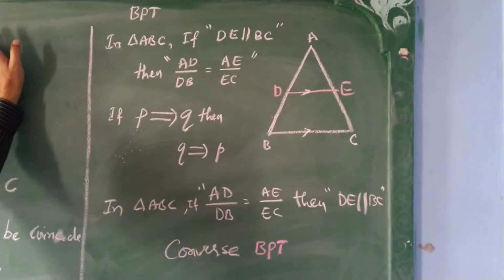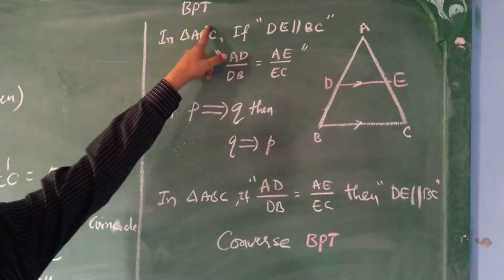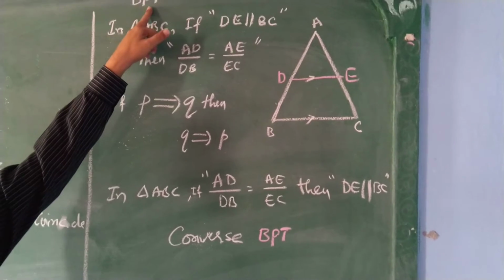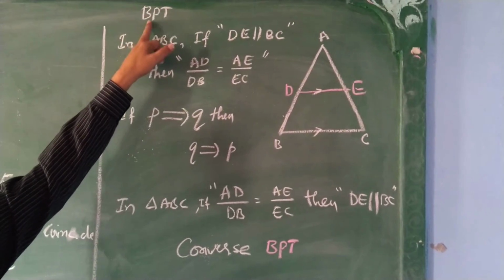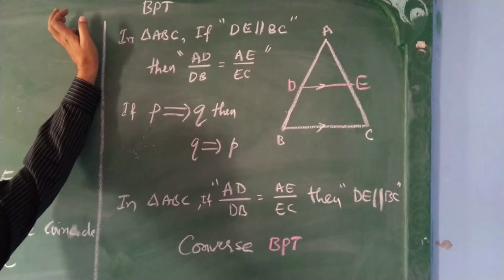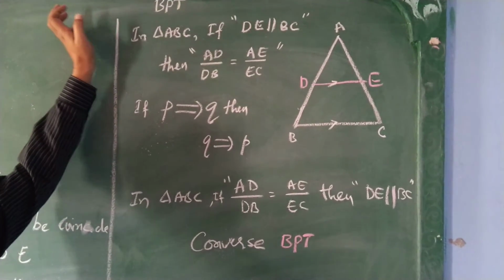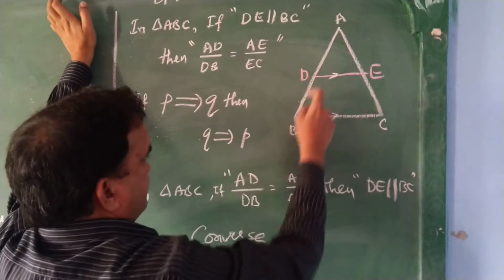Let me revise the basic proportionality theorem, which we already covered in the previous class. You remember BPT. What is the basic proportionality theorem? You already learned it. Just see in a triangle ABC.